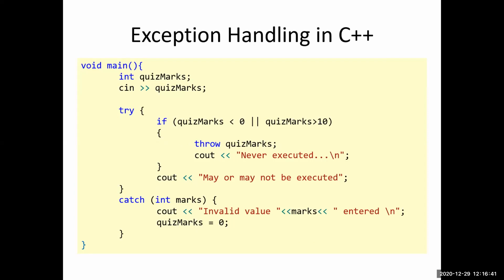Okay, so you see we have this quiz marks which the user is entering. It's better if you put it in the try block, right? But at least the minimum is that the throw statement should always appear in the try block. So we are asking the user to enter marks, and then we are checking if marks are less than 0 or marks are greater than 50. Then we say throw quiz marks.